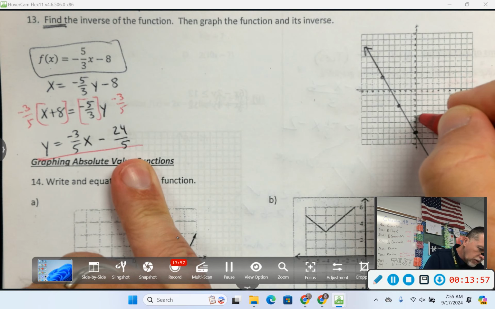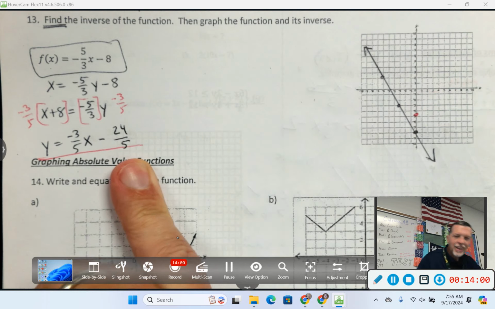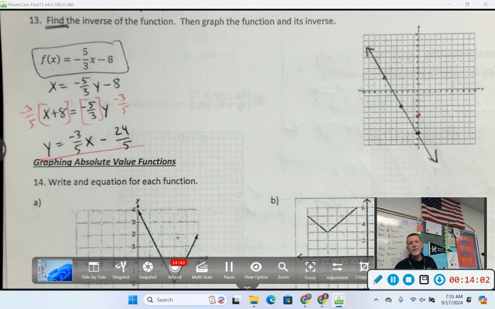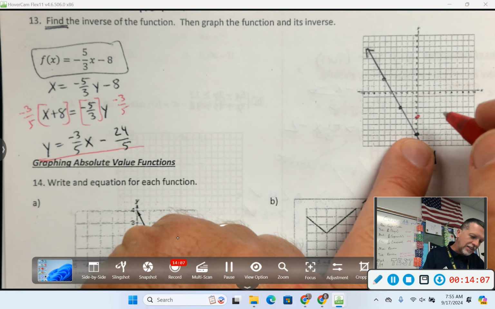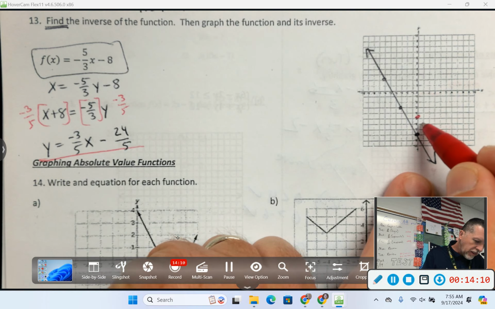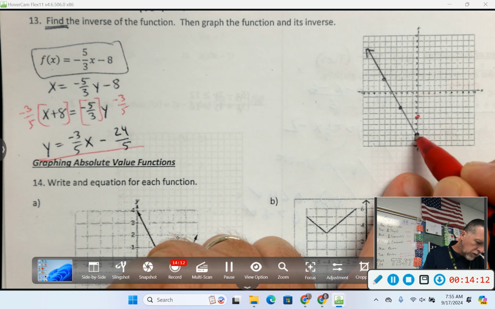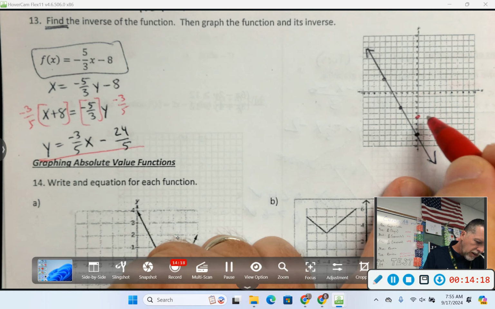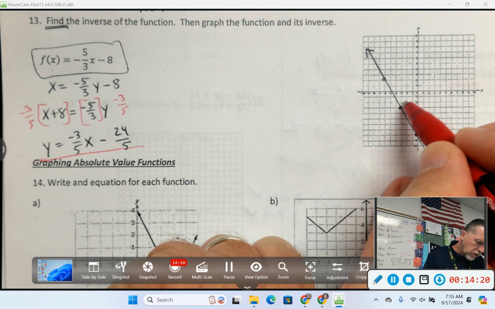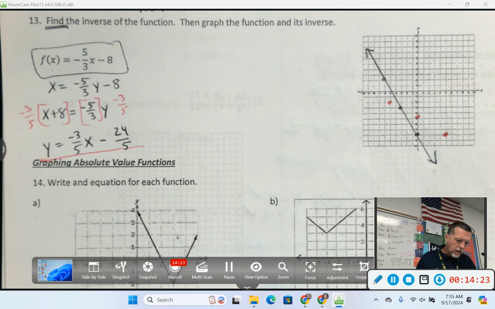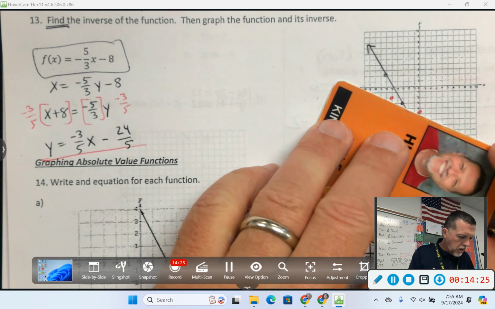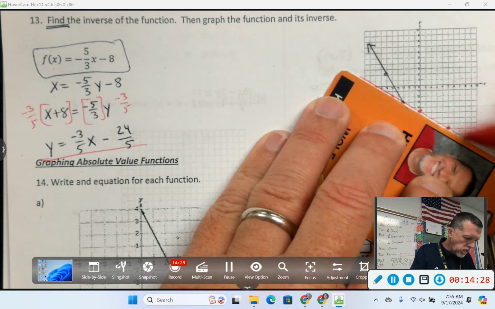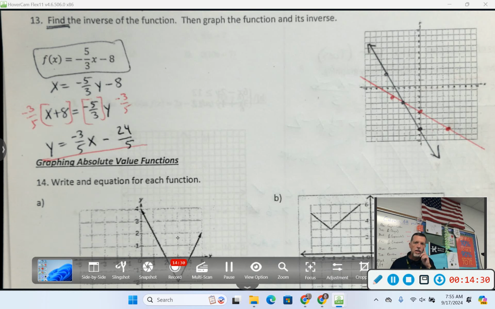1, 2, 3, 4, 5, and on that graph, is there any difference between my dot being at negative 5 and being almost negative 5? Like, not that you can tell. Down 3 over 5. 1, 2, 3. 1, 2, 3, 4, 5. And there's my inverse.